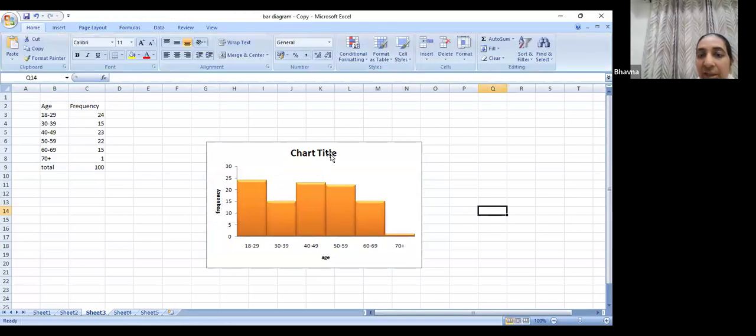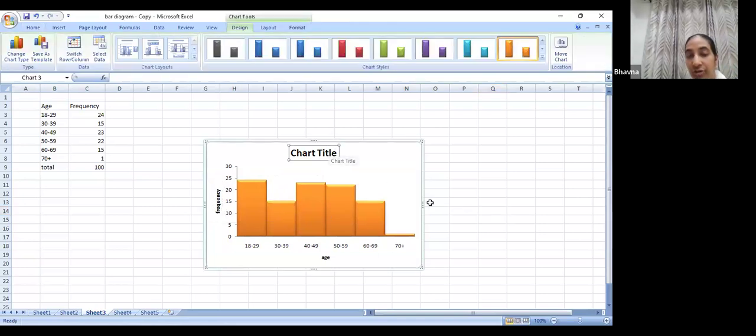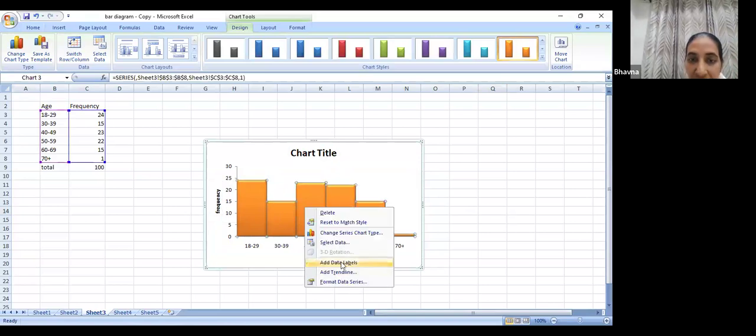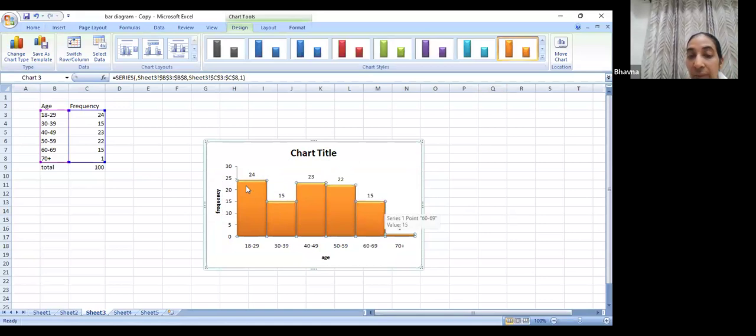Okay. And similarly, you can also change the title of your chart. Now, if you have to add data labels, and this is your data. On the top of each vertical bar is the relative frequency or the frequency of that bar, okay? This is how you draw a histogram in Excel, right?